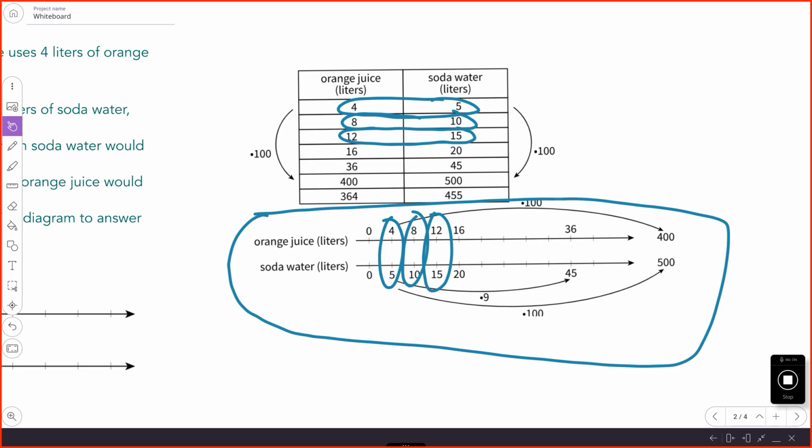Now, if you look here, 5 times 100 will give me 500. So that means that 4 has to also be multiplied by the same number to get this number at the bottom. That's how they are switching. That's how we're changing the double number lines into tables. So if you know how to make a double number line, you automatically can know how to make a table. It's just put in table form.